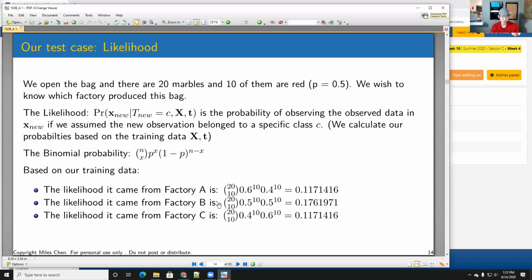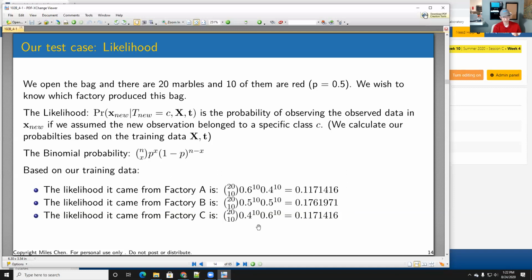If we say it came from factory B, which produces 50% red, what's the probability of getting 10 out of 20 red? We do this calculation and get about 17.6%. What's the probability it came from factory C? Factory C is 40% red, so 20 choose 10, times 0.4 to the 10, times 0.6 to the 10, and we get 11.7% also. So this is the likelihood.